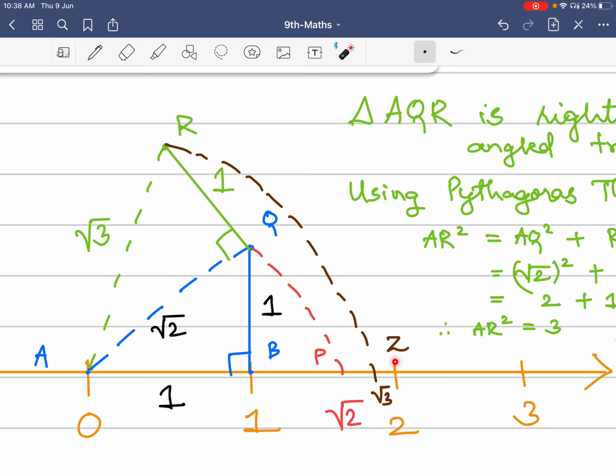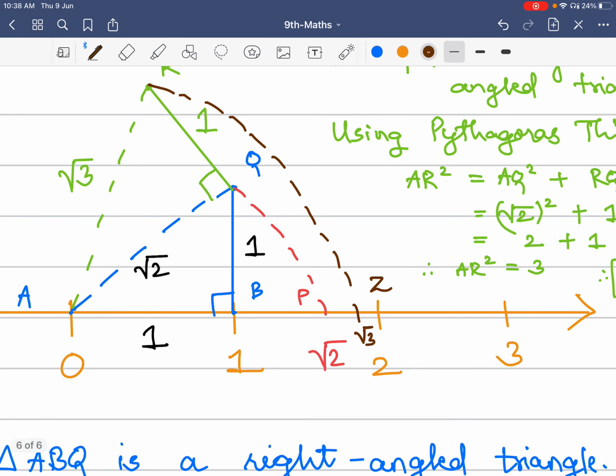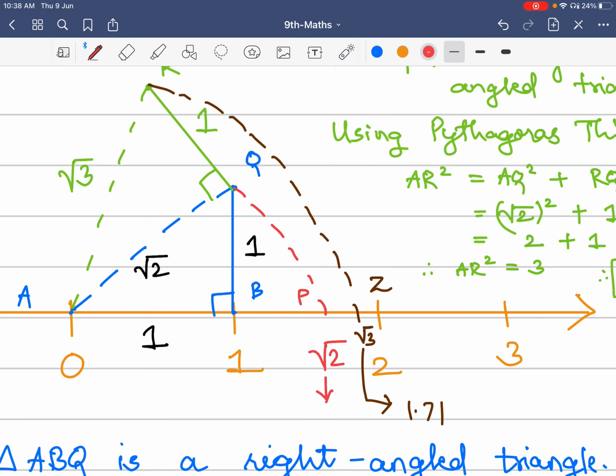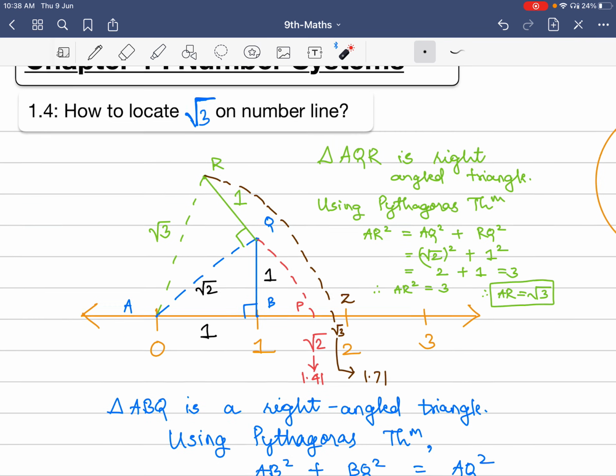It is going to be between 1 and 2, because the value of root 3 is roughly equal to 1.7. In fact, let me write it down here. Root 3 is roughly 1.71 and root 2 is roughly 1.41. This is the decimal value. So this is how you locate irrational numbers on the number line.